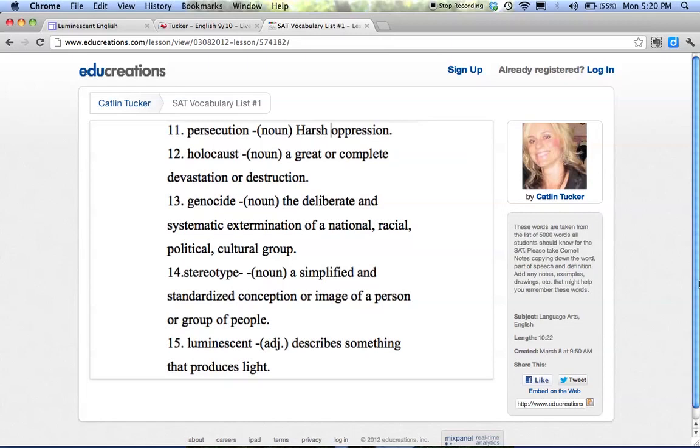13 is genocide, and genocide and the root cide means to kill. Genocide is the deliberate and systematic extermination of a national, racial, political, or cultural group. So the systematic killing. So extermination means to get rid of, to kill. So the systematic killing of a group because of their religion, because of their political associations, because of their culture.